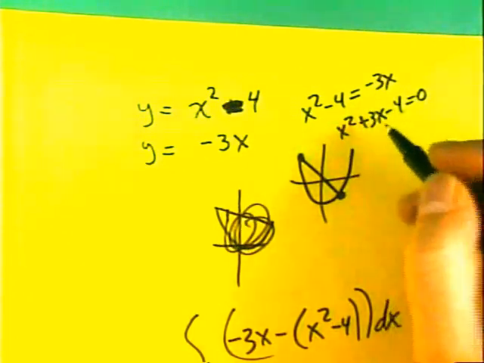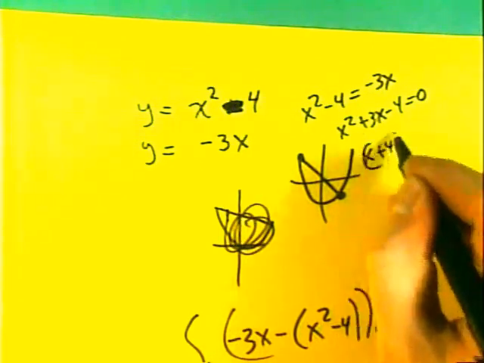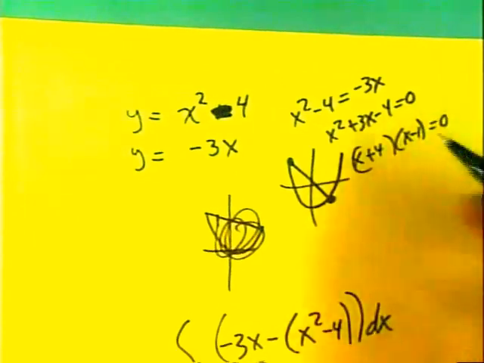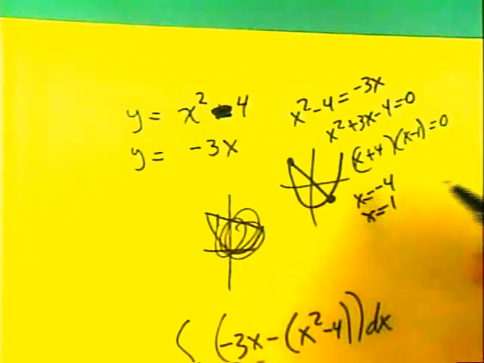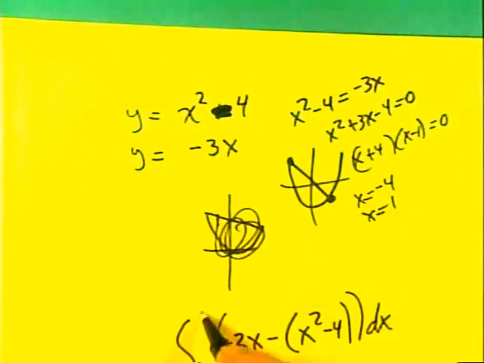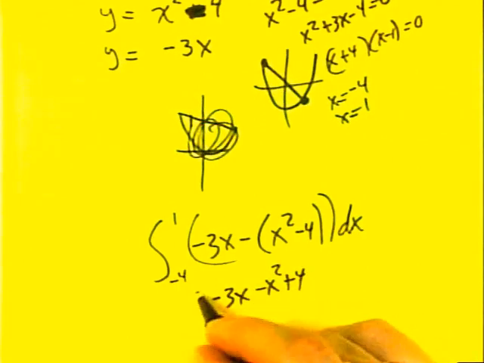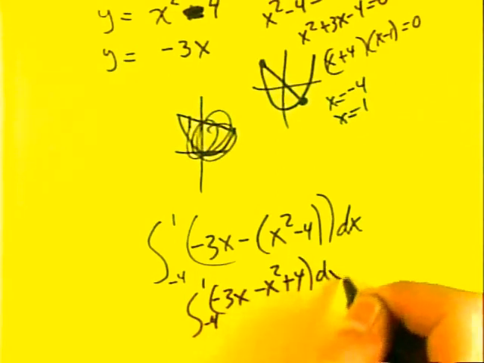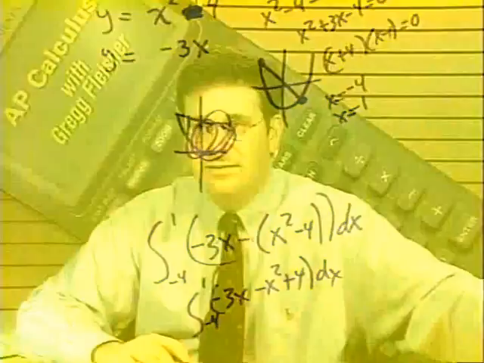You factor, right? And you have x plus 4 and x minus 1 equal to 0. And then from there, x is equal to negative 4 and x is equal to 1. Then you can simplify this to negative 3x minus x squared plus 4, and then you could integrate from there. You see that? Pretty exciting, right, Candace? That wasn't so bad.